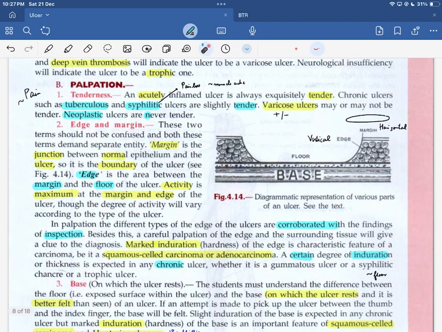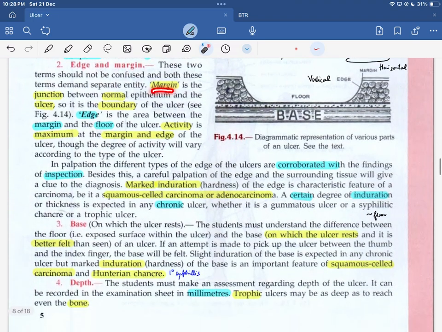The next thing would be the edge and the margin. We already saw in the inspection part, right? The edge and the margin. So what are we going to do again with it? Here we're gonna palpate the same thing and we're gonna confirm what our eyes saw. We must confirm with the palpation. That is all what surgery is about, really, right?